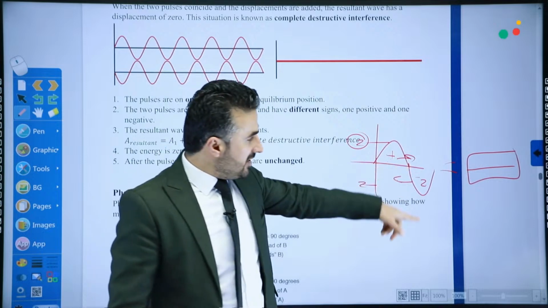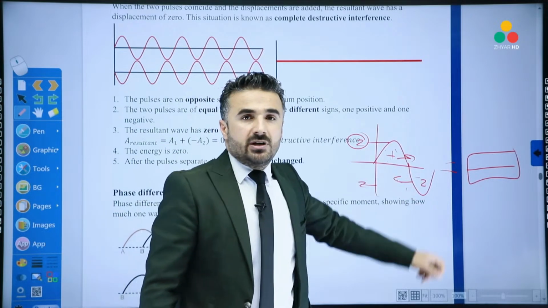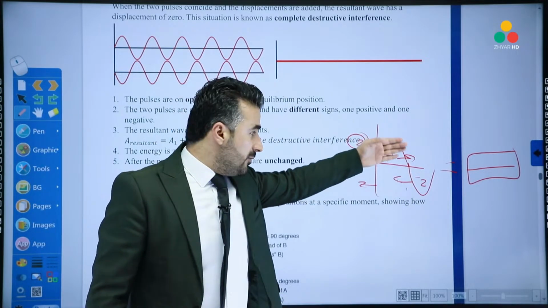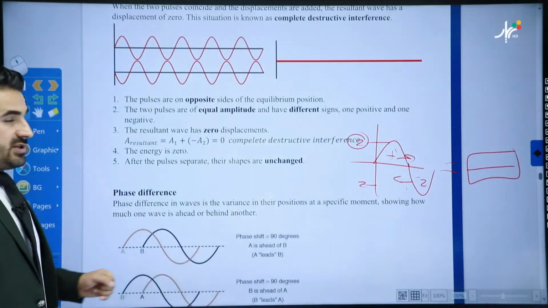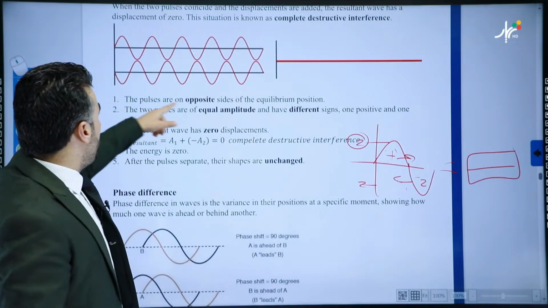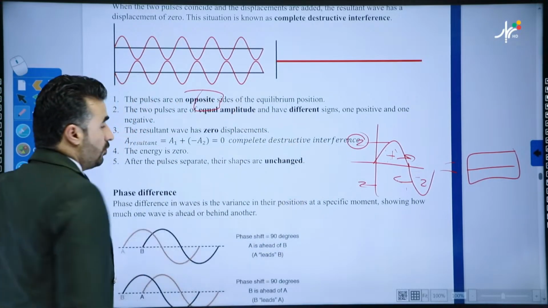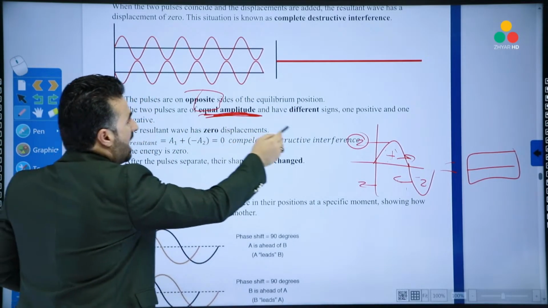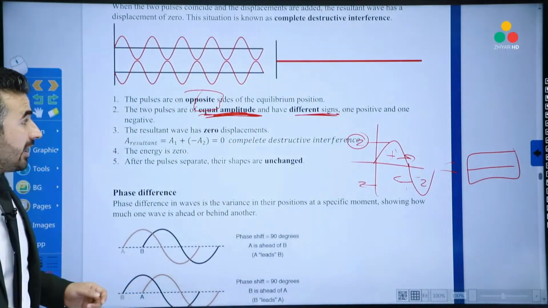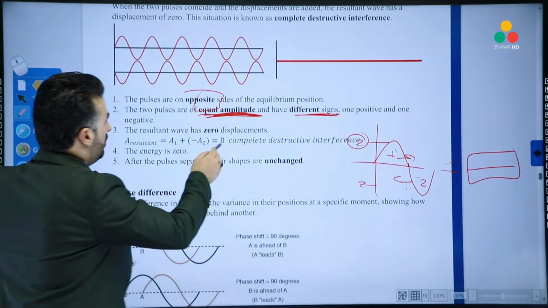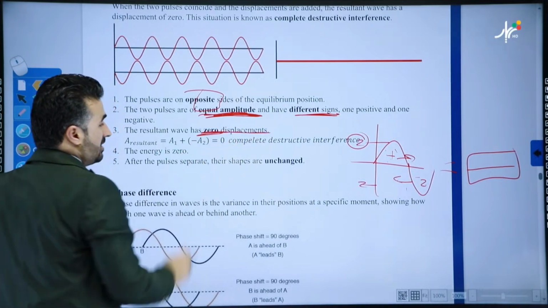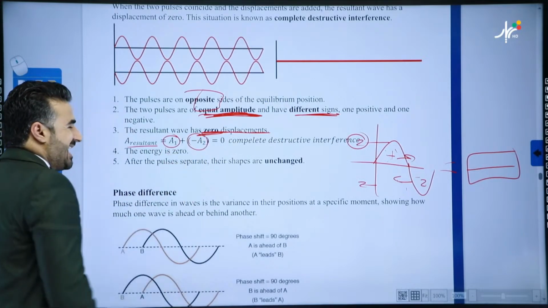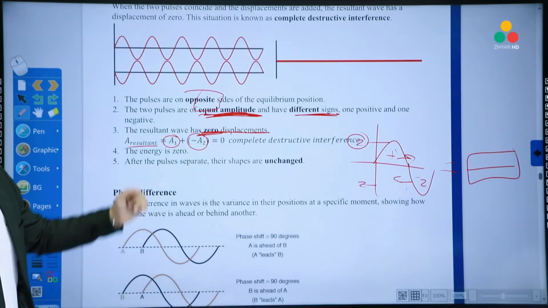One of them is positive, the other one is negative, and of course they have the same amplitude. If the amplitude is 2 units above the equilibrium and 2 units below the equilibrium, then we get 0 as a resultant amplitude. So the pulses are on opposite sides. That is one of the conditions for this to happen. The two pulses are equal in amplitude and have different signs, one positive, one negative. Then the resultant wave has zero displacement, zero amplitude. So the resultant is A1 plus negative A2, which gives zero: complete destructive interference.